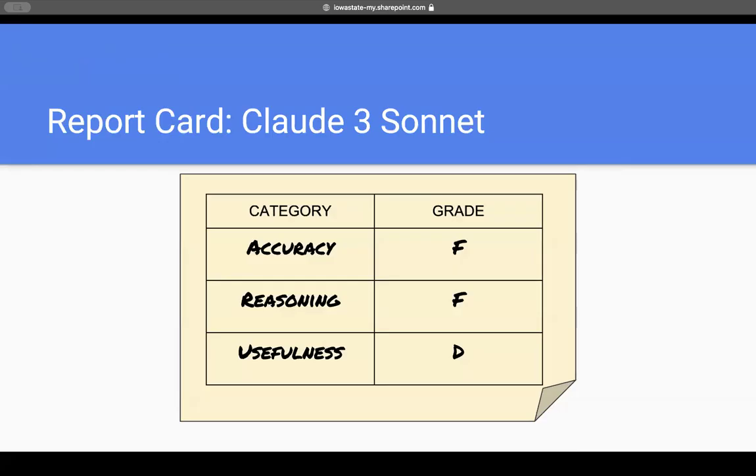So I'd say accuracy, F, it did not even come close to doing what we wanted. Reasoning, also pretty abysmal. At least on this particular example, almost every step did not quite follow from the previous one. But usefulness, I'll give it a D. It didn't utterly fail us. It did at least tell us how you would go about solving the problem in principle, although it didn't really do any of the work for us.